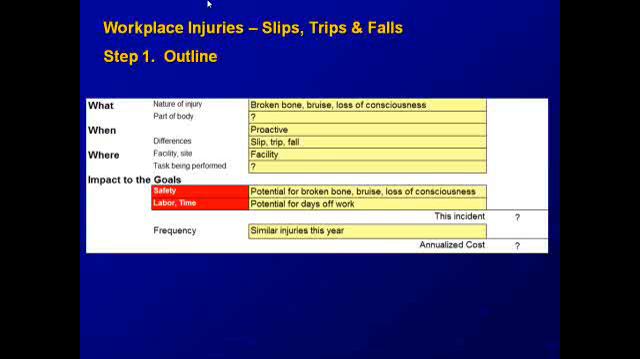We're going to look at a given facility within our organization, and pretty much any task could be being performed while these type of injuries occur. Our safety goal is impacted because of the potential for a broken bone, bruise, loss of consciousness, and our labor goal is impacted because of the potential for days off work. As with our other outlines, we can capture the frequency based on similar injuries this year and cost data if that is available to us.